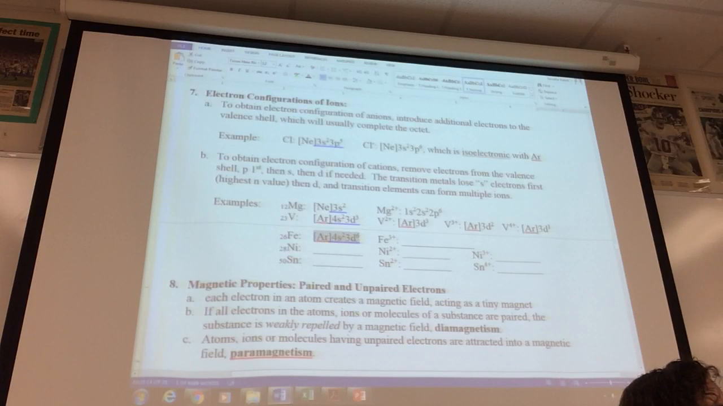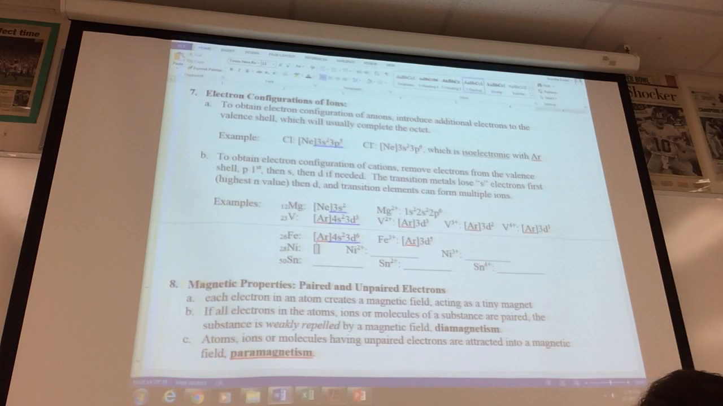what would be your electron configuration? Right, because you would lose these two, and then you would take one from here. Does that make sense?